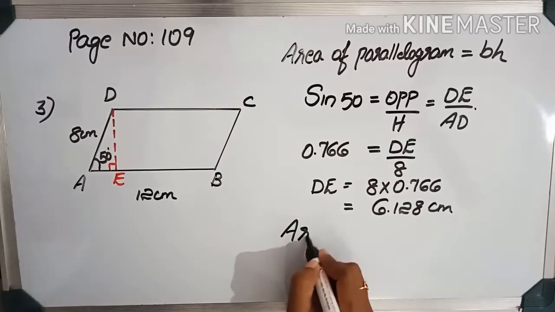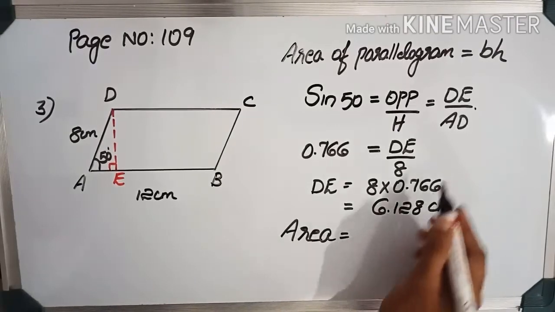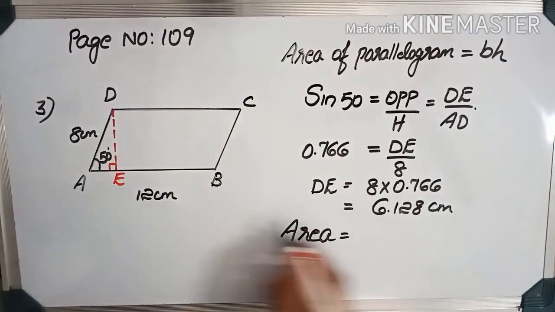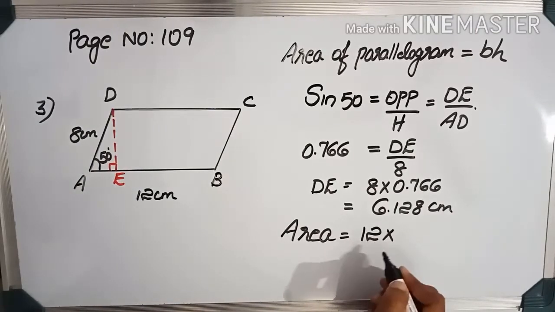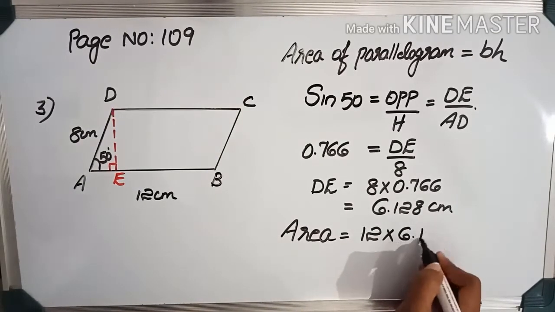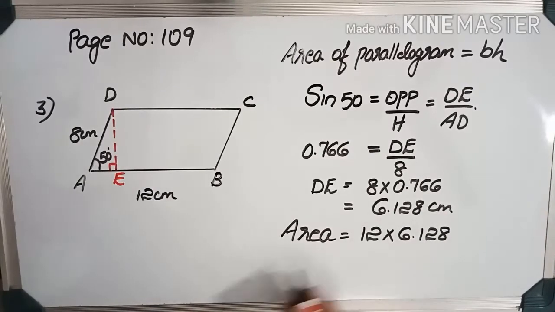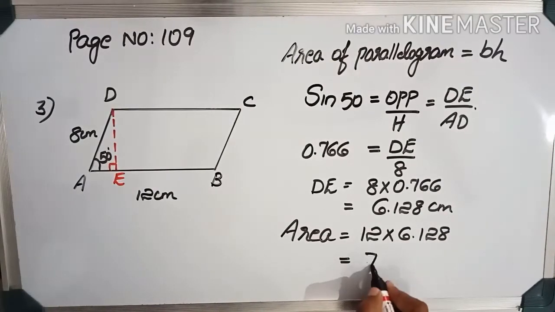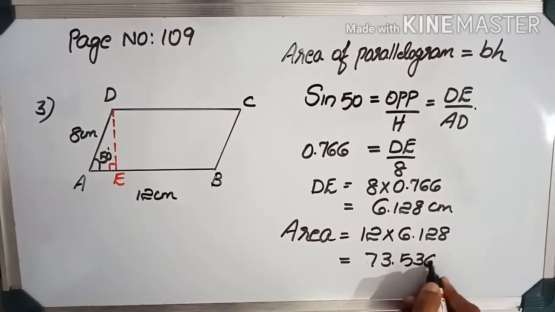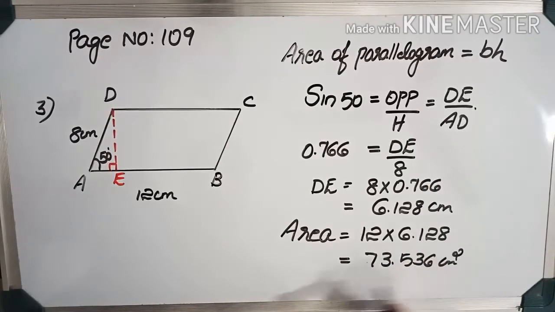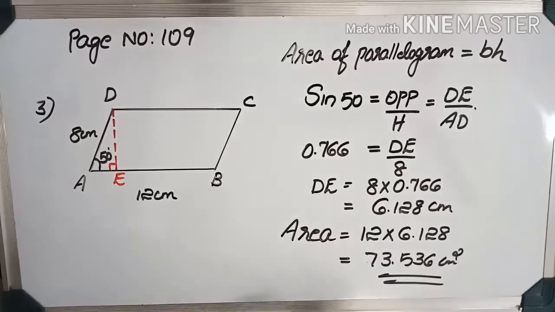Next is area. So area equal to base into height. So base is what? It is 12. So 12 into height is 6.128. That is equal to 73.536 centimeters square. Okay, 73.536 centimeters square is the area of this parallelogram.